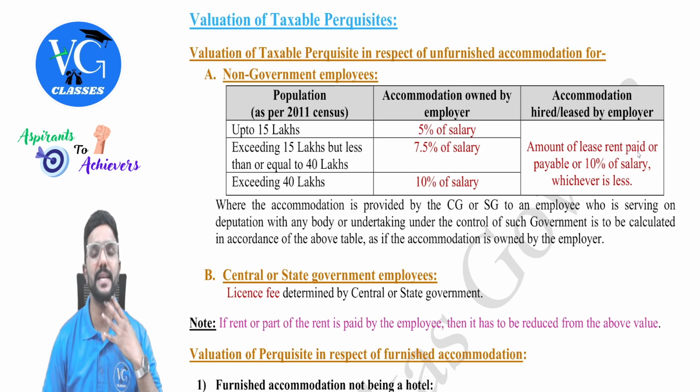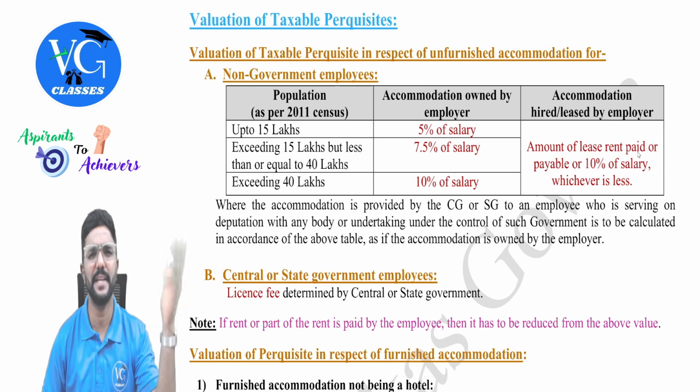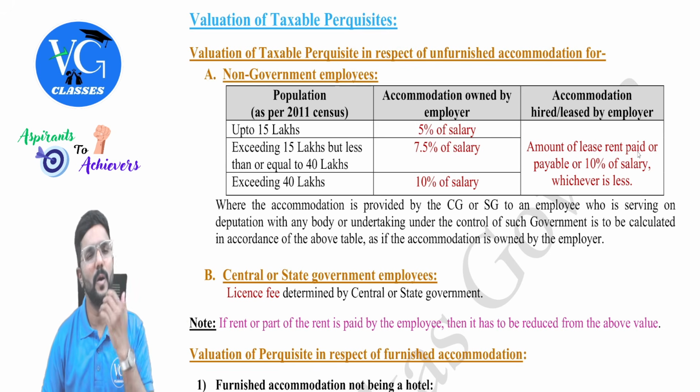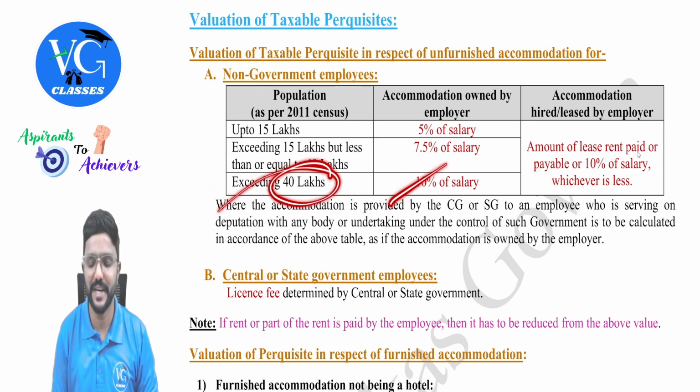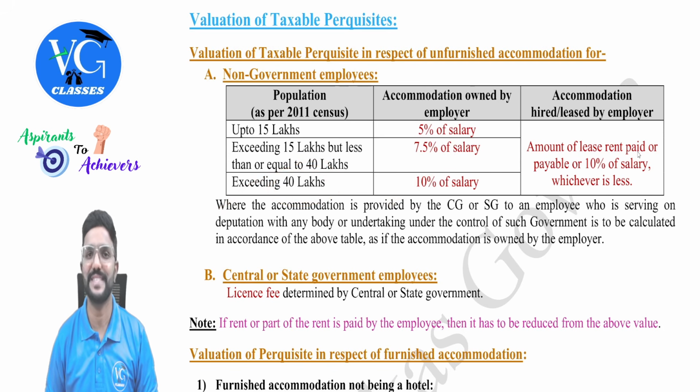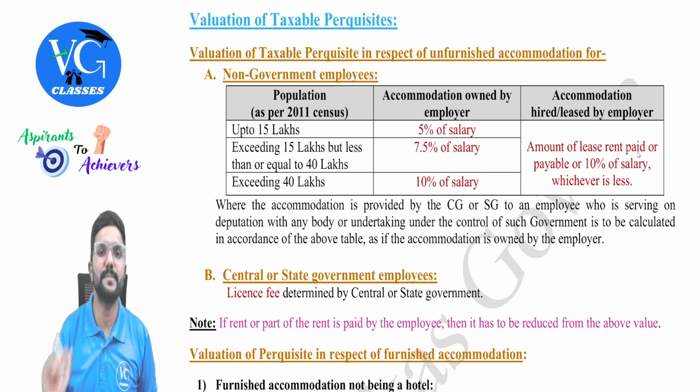And if by chance in the question they have just given the city name but not the population, guys, most of the important cities are tier 1 cities like Chennai, Mumbai, Kolkata, Hyderabad, Delhi, all these cities will definitely have population more than 40 lakh. So straight away you can consider 10% of salary. Because sometimes in the question they don't give the population of the city but they will just give the name of the city. So in that case, if it is an important city or main city, you can consider 10% of salary.